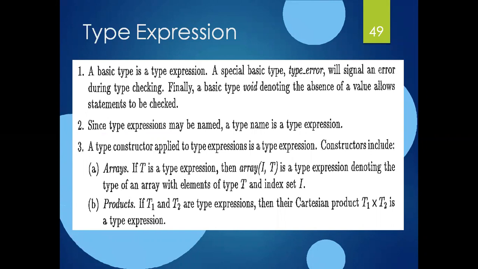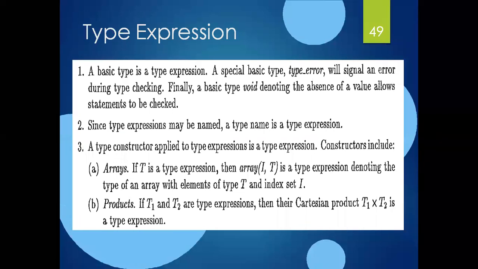And here we have some of the type constructs I explained. Once you know what the array and what the product is, here we're applying the Cartesian product. That means we're performing the Cartesian product between two expressions. So the name of the type construct is product.